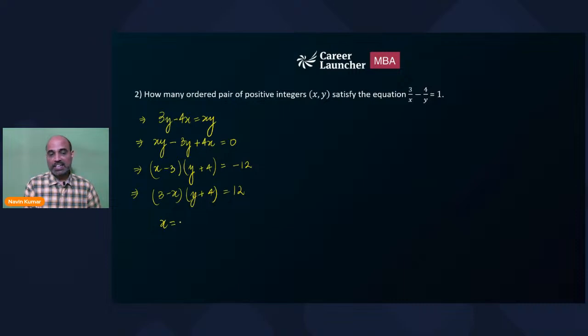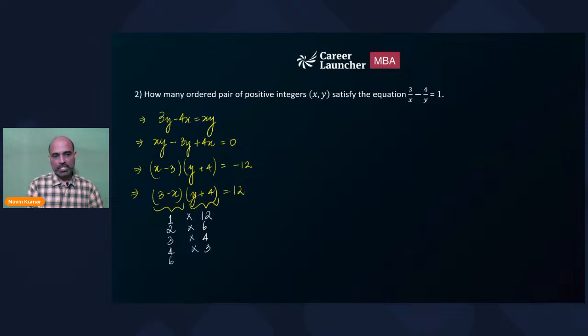So x can take 1. So instead of saying x can take 1, let's write it like this. I'm saying that this is going to be 1 into 12. Forget about what x and y are. Ignore them. Next, I can have 2 into 6. Next, I can have 3 into 4. Next, I can have 4 into 3. Next, I can have 6 into 2. Next, I can have 12 into 1, right? These are the only integral ways of writing 12 as product of two integers.